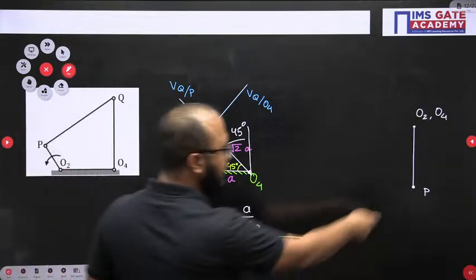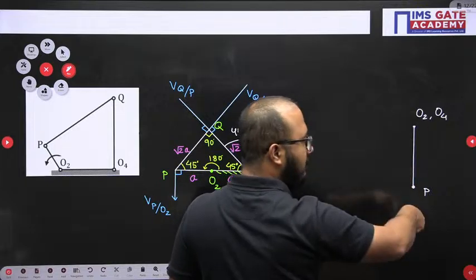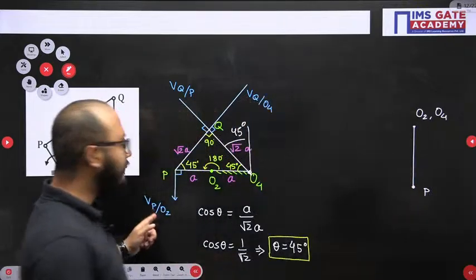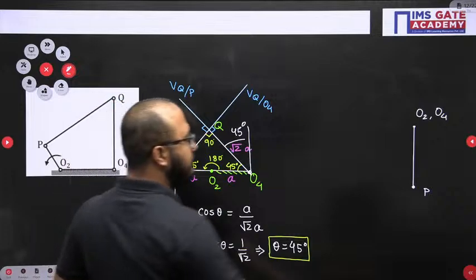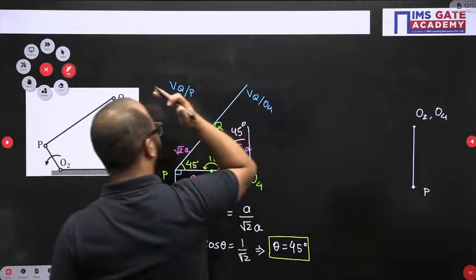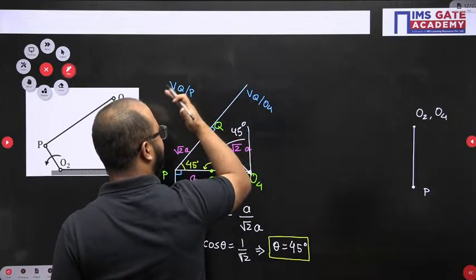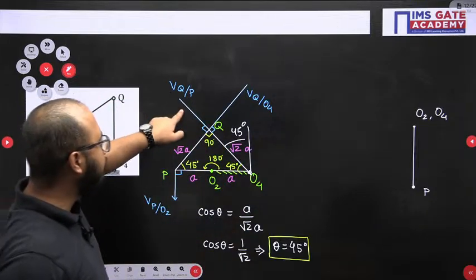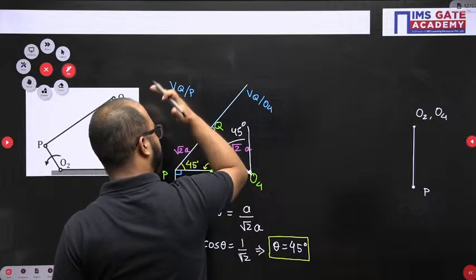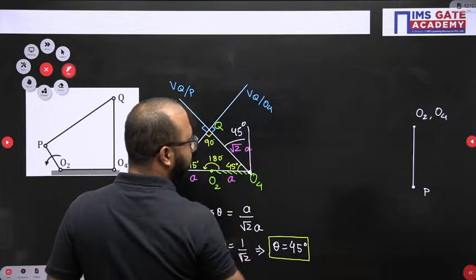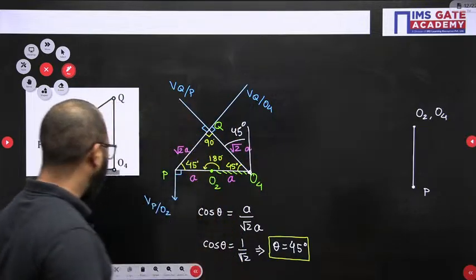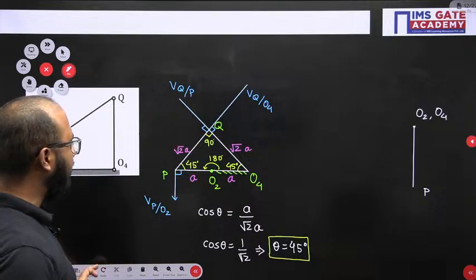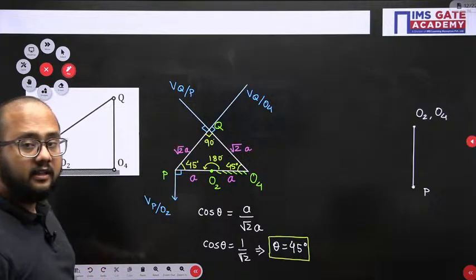Now, you will say, sir, why are you asking from the vertical? Because the vertical line is there, no? This line I have drawn for P with respect to O2. So from the P with respect to O2 vertical line, how much angle does this Q with respect to P vector have from the vertical? 45. So now I can easily draw this vector without any confusion regarding the angles.